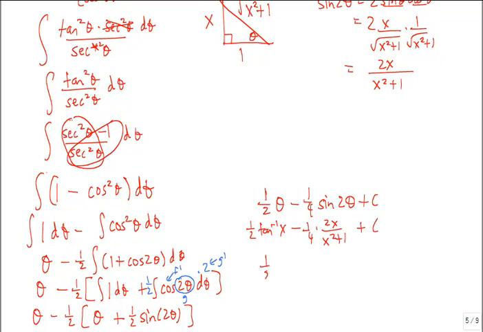So cleaning it up, we get 1/2 inverse tangent of x. This 2 will cancel with that 4, so I'm going to get an x on top and a 2 times this whole quantity (x squared plus 1) on the bottom. And there's my final answer.